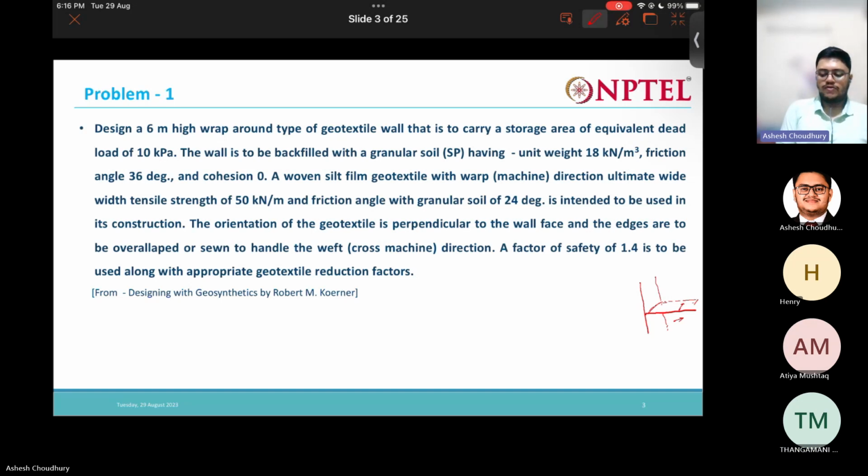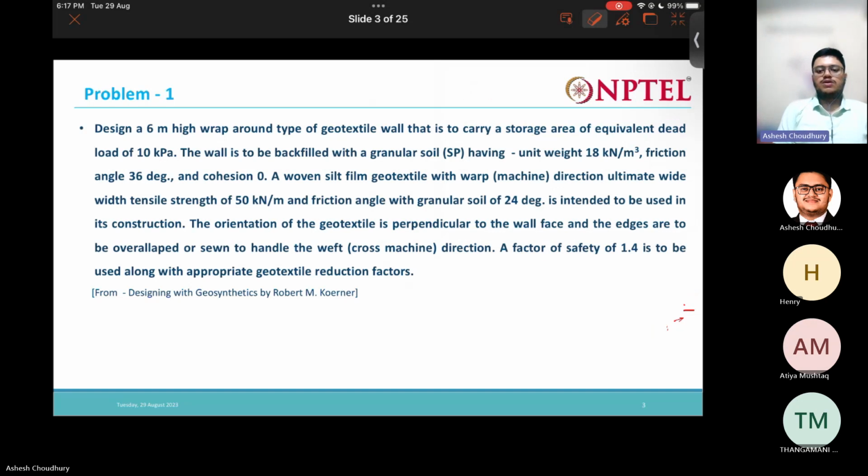In the weft direction, obviously the wall is a very long structure, long in the out of plane direction. So you need to join or seam the geotextile. What we are doing is giving some overlap here and then maybe sewing it in the cross machine direction. This is the cross machine direction. All right.